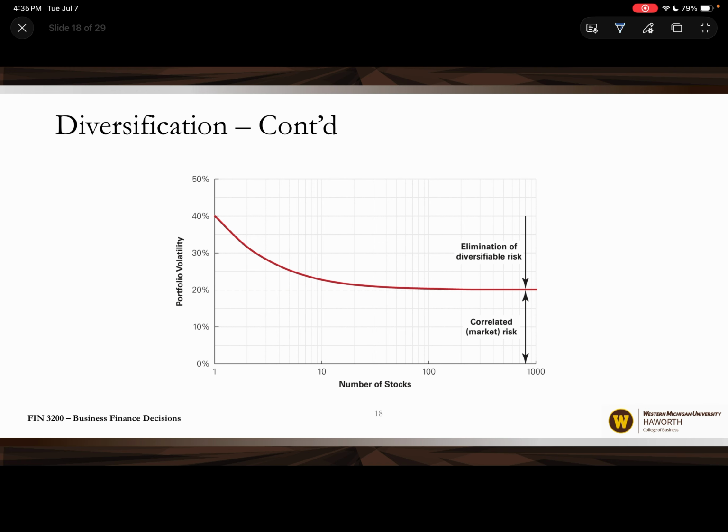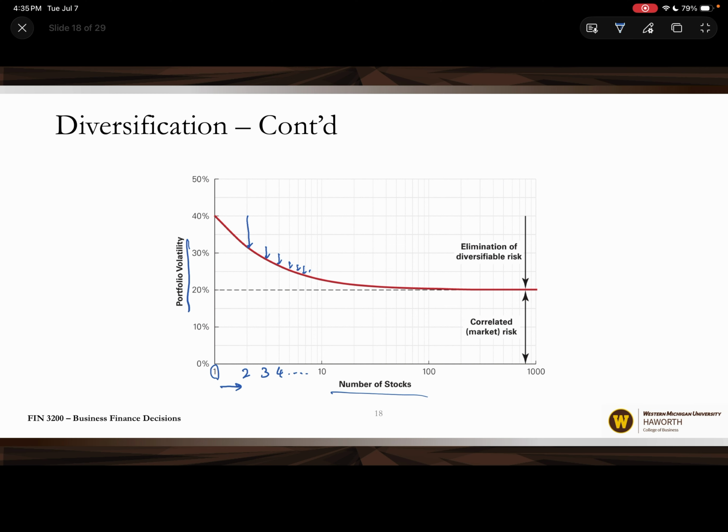This one shows you as you go from one stock in your portfolio and you're adding another stock, one more, and so on. We have a log scale. If you add additional stocks to your portfolio, what happens to the overall portfolio's volatility? I don't know where they got these numbers, but as you can see, as you start adding stocks to your portfolio, your overall portfolio's risk drops.